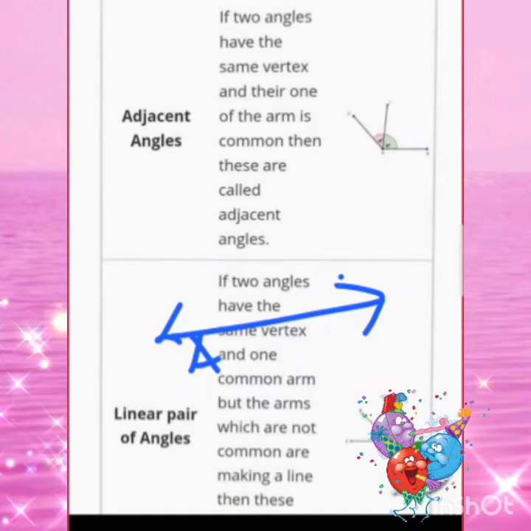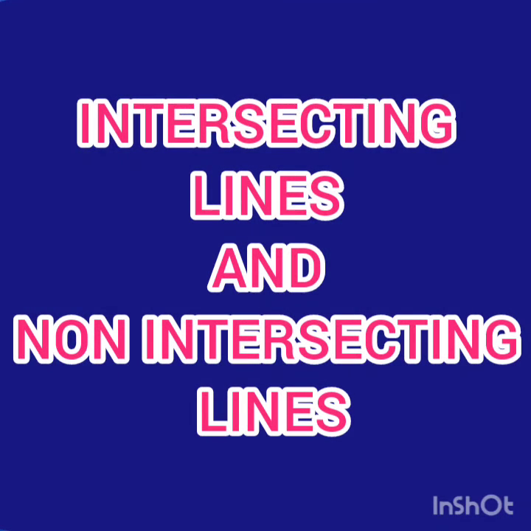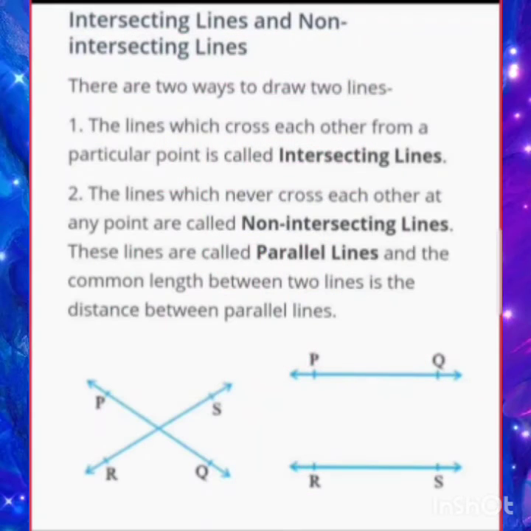Okay, so let's proceed towards further definitions. Right now, my dear student, I am showing you on your screen intersecting lines and non-intersecting lines. Now what are these lines? My dear student, there are two ways to draw lines. Please keep this in mind. The lines which cross each other, cross indicates what? Intersecting.